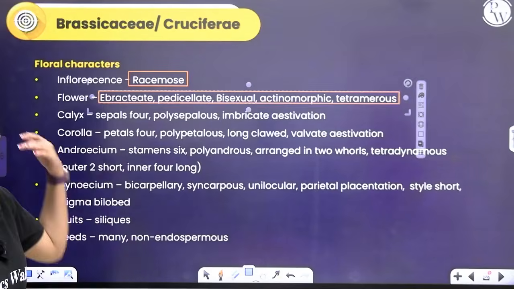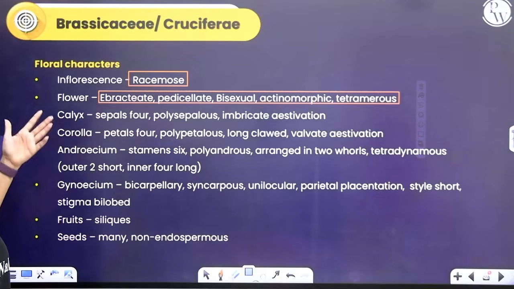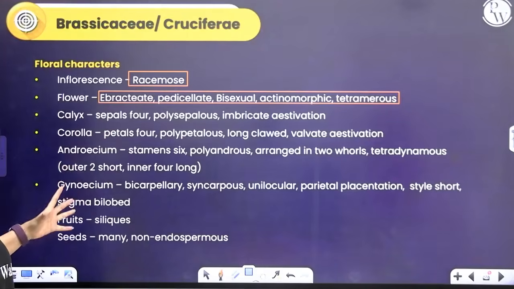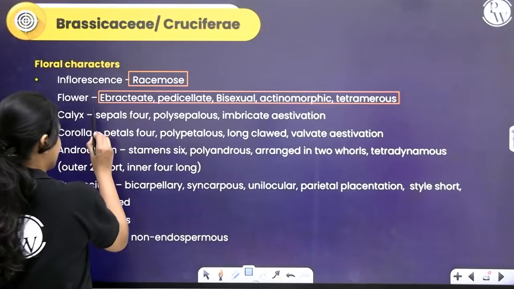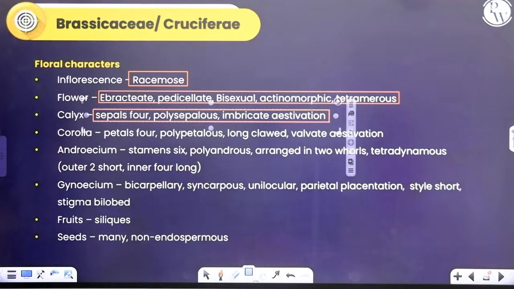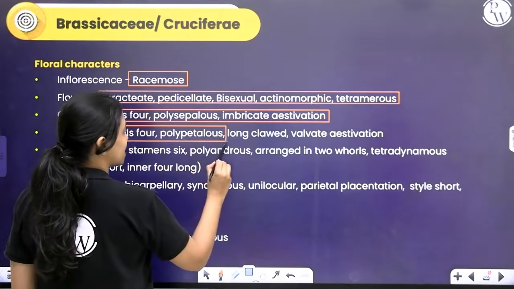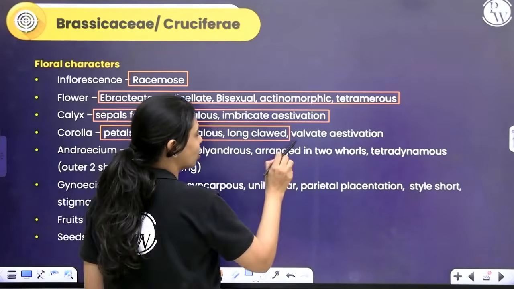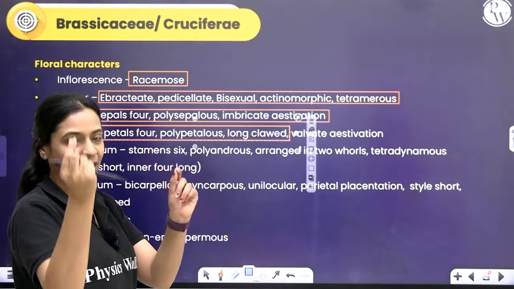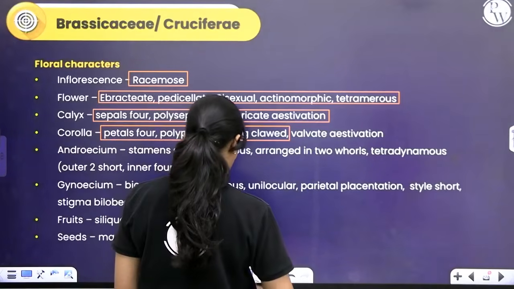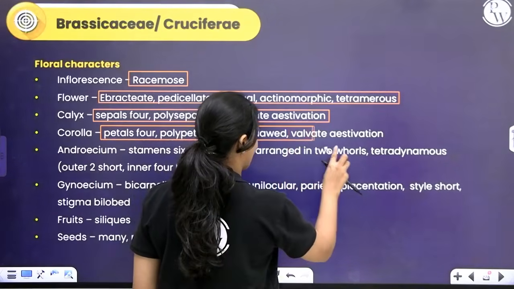Talking about individual parts of a flower, calyx, corolla, androecium, gynoecium. Calyx has 4 sepals, the sepals are free, so you call it polysepalous. And you can see imbricate aestivation in the sepals. Corolla, petals are 4 in number, it is polypetalous, no fusion among the petals. It has long claw-like structures, the petals when you remove them it will have claw-like structures, and in the petals you can see valvate aestivation.